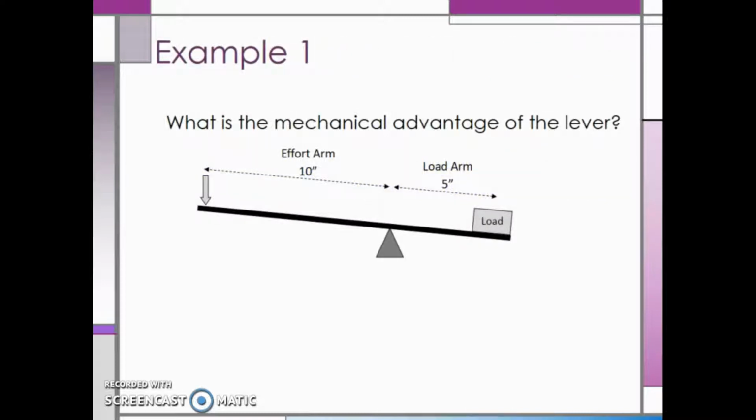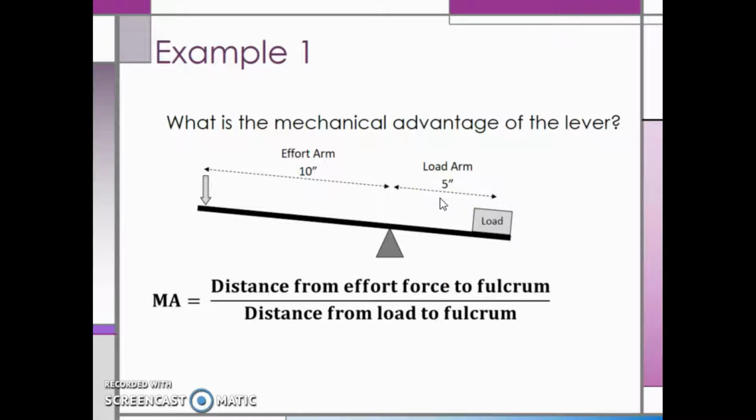In our first example, we want to find the mechanical advantage of this lever. We see that the effort arm, or distance from the effort force to the fulcrum, is 10 inches, and the load arm, or the distance from the load force to the fulcrum, is 5 inches. To find the mechanical advantage, we take the distance from the effort force to fulcrum divided by distance from load to fulcrum. This gives us 10 divided by 5, which equals 2. This means that we can lift a load that is twice as heavy as the force we are applying with this lever.